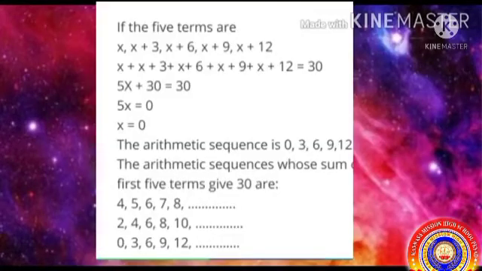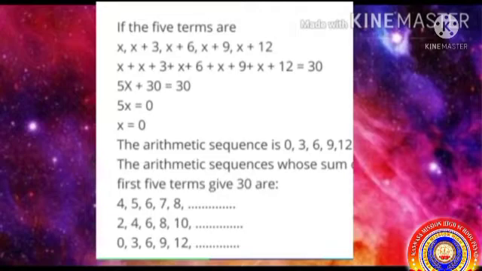Next, we have to find the third sequence. For that, we choose the first 5 terms as x, x plus 3, x plus 6, x plus 9, x plus 12. Then x plus (x plus 3) plus (x plus 6) plus (x plus 9) plus (x plus 12) equal to 30. Which means 5x plus 30 equal to 30. 5x equal to 0. Therefore, x equal to 0. So, the arithmetic sequence is 0, 3, 6, 9, 12, etc.